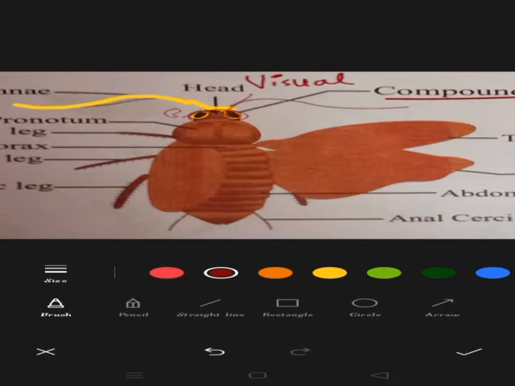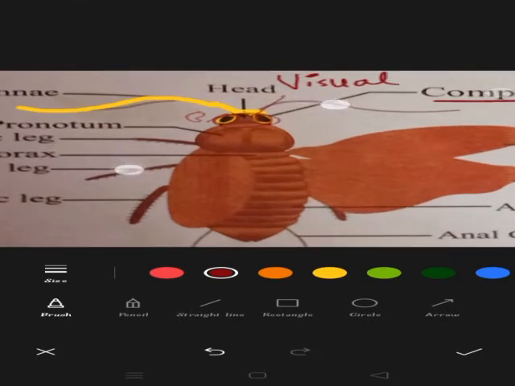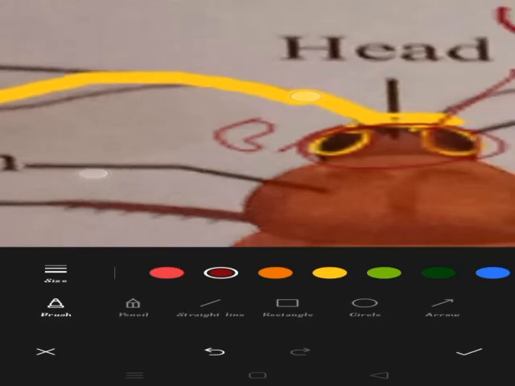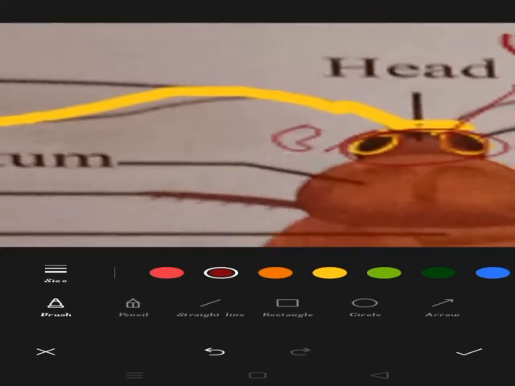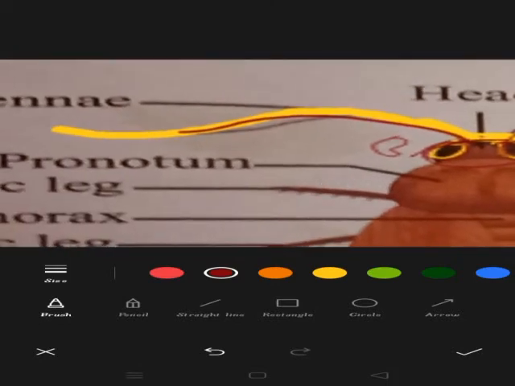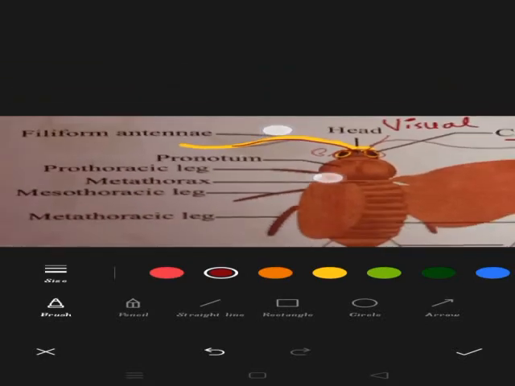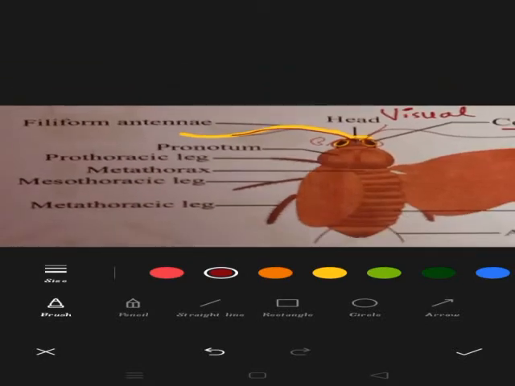So the second one is antennae. The antennae are just inner to each eye. It is a very long pair, and it is a multi-segmented antenna present in the cockroach. They arise from the membranous sockets that lie in front of the eyes.